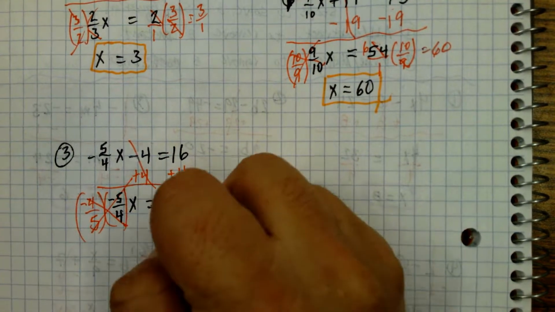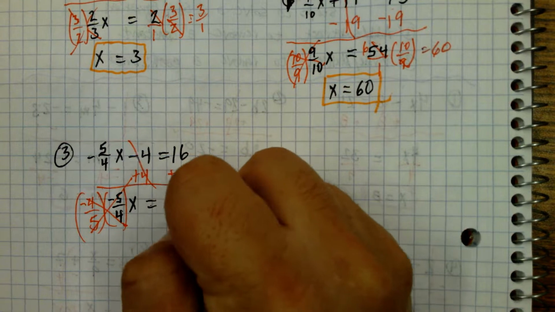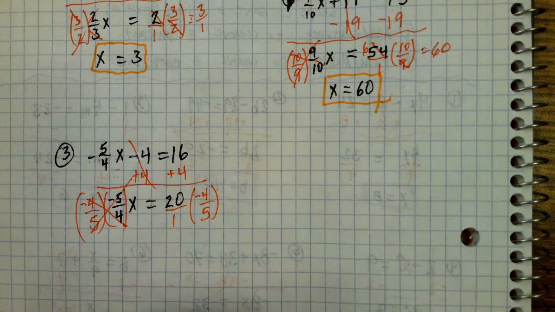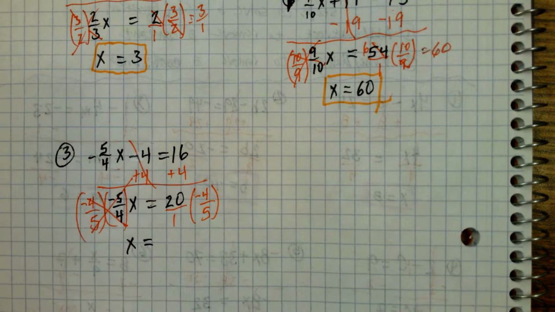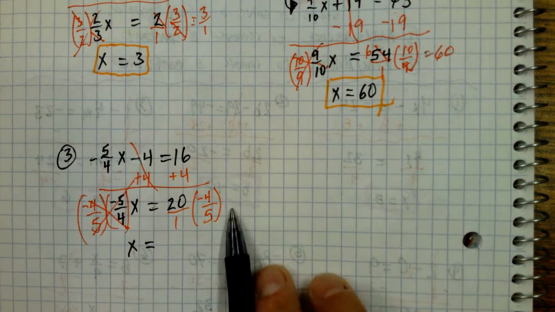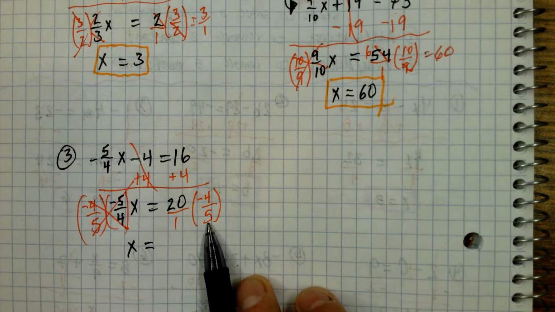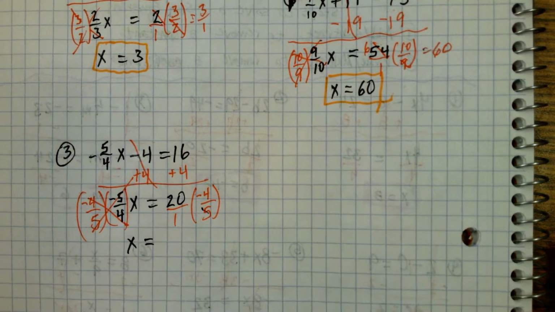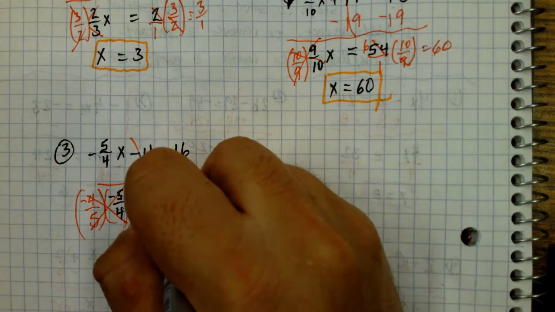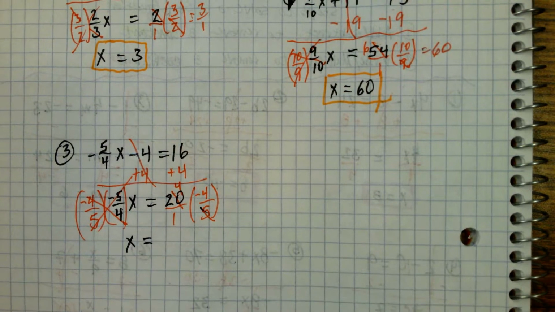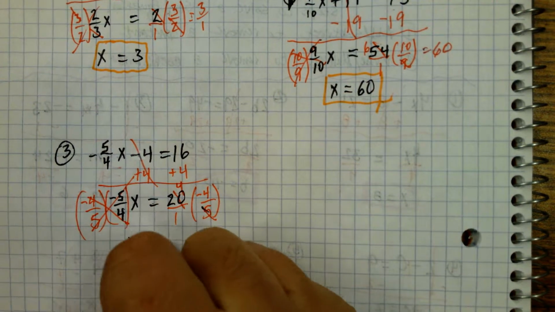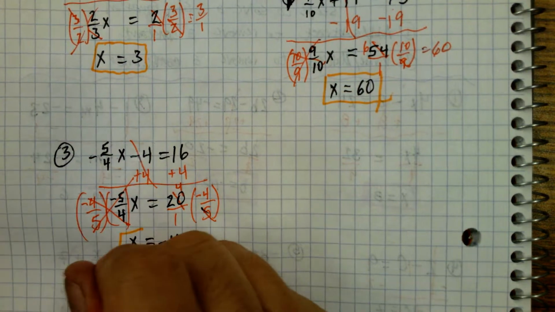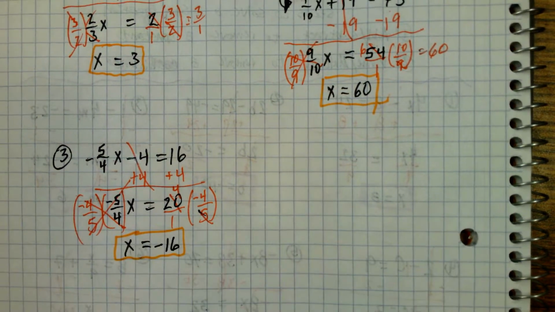Multiply by negative 4/5 here. And again, you can divide, then multiply. So that would be 5 into 20 is 4. Negative 16. Okay.